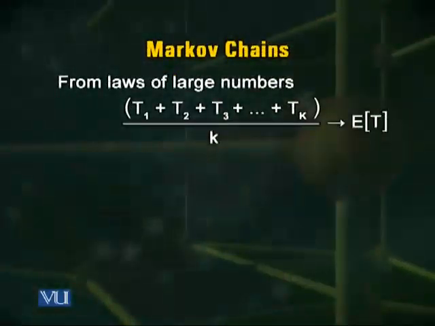Because this is a random variable, it can take any value. But if you take a large collection of these return times and take their average, they are going to converge to the actual expected value of this collection of random variables. Why? Because of the law of large numbers.